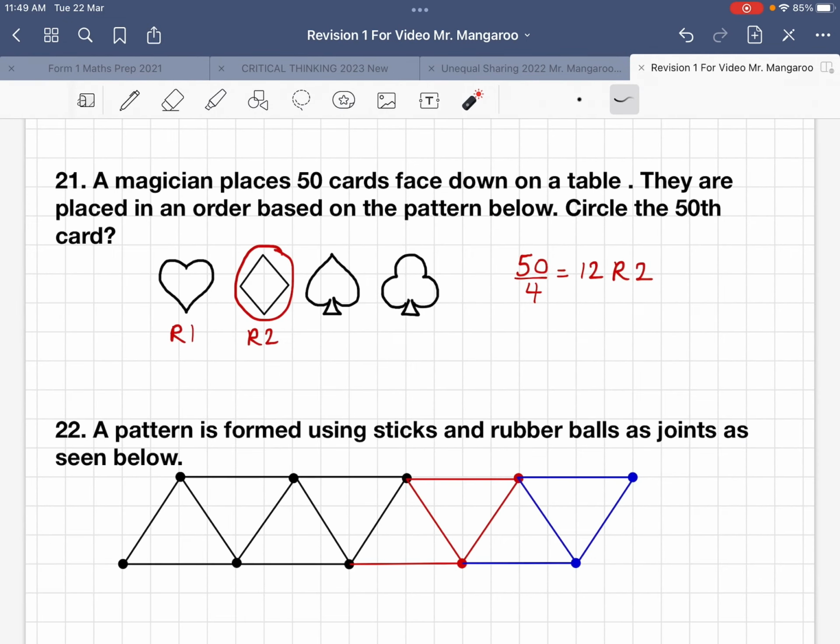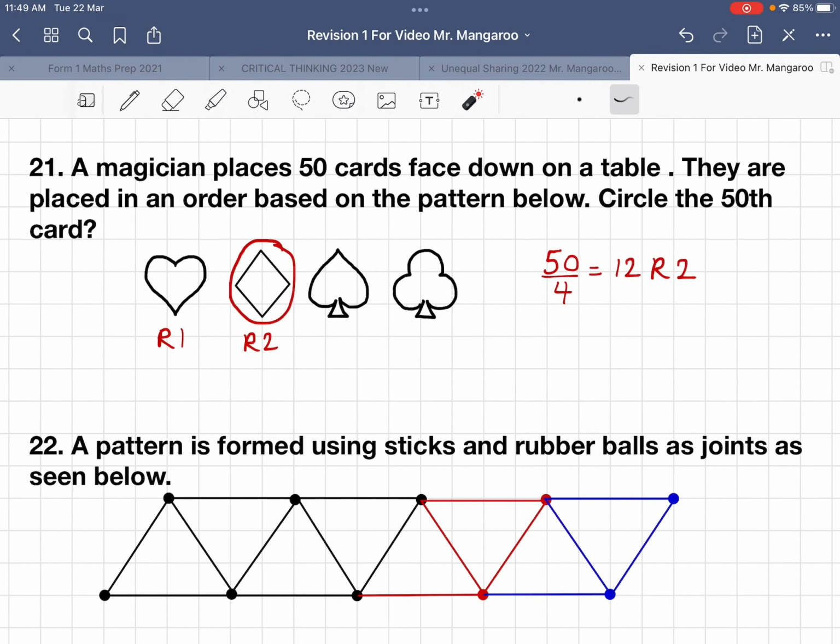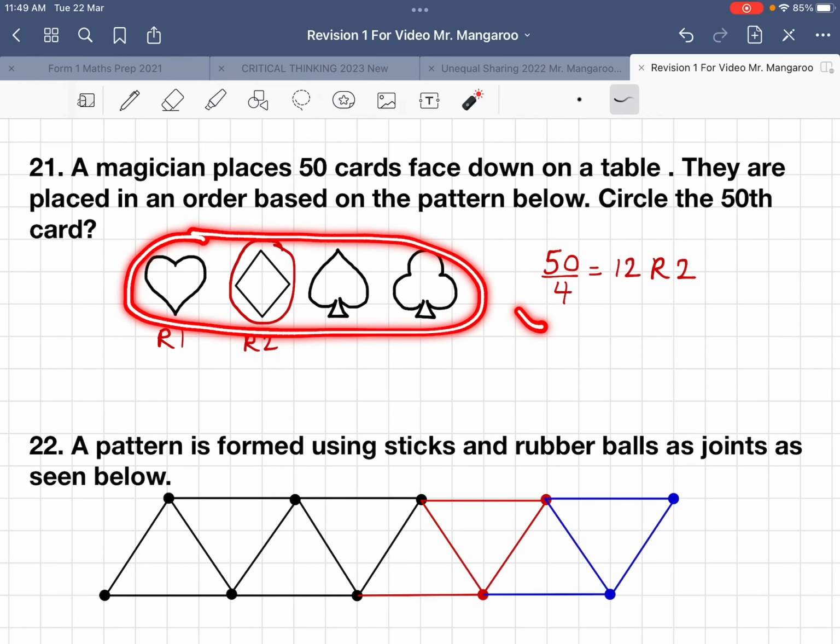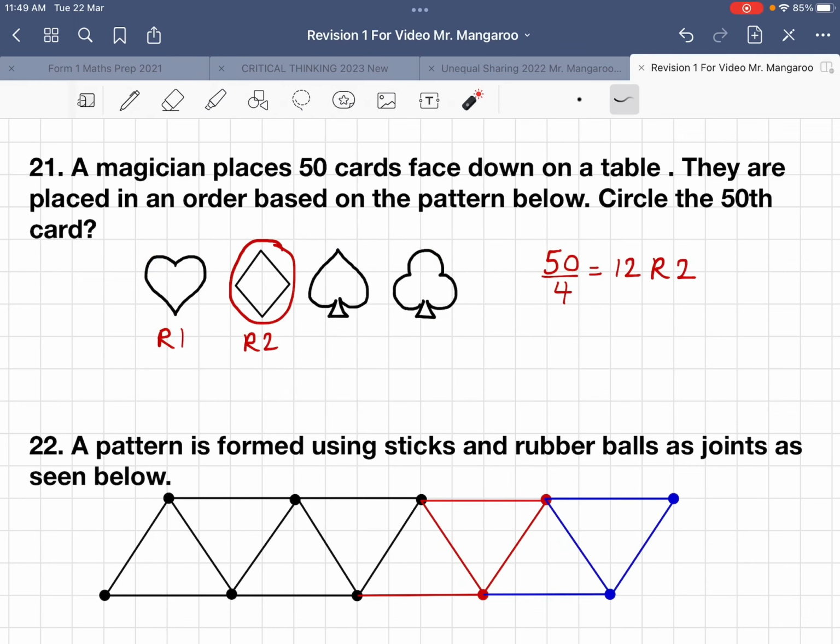So let's look at 21. We have these 4 shapes making the core pattern, right? So this pattern will repeat over and over in the same order. So 50 cards, so we are looking for the 50th card. Now, I don't recommend that we count all the cards, saying 1, 2, 3, 4, 5, 6, 7, 8. No, that will take too much time.